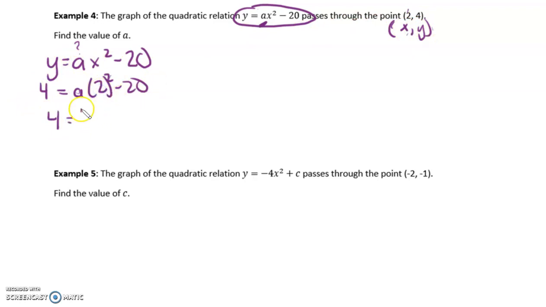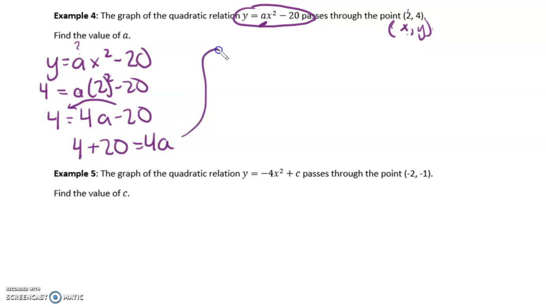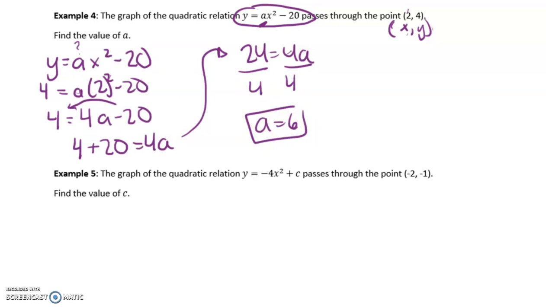Okay, so 2 squared is 4, 4a minus 20. We're going to bring this negative 20 over. 4 plus 20 equals 4a. So we get 24 equals 4a, and then we're going to divide out that 4. So in this case, a equals 6. So this is strictly sub these two numbers in and solve.